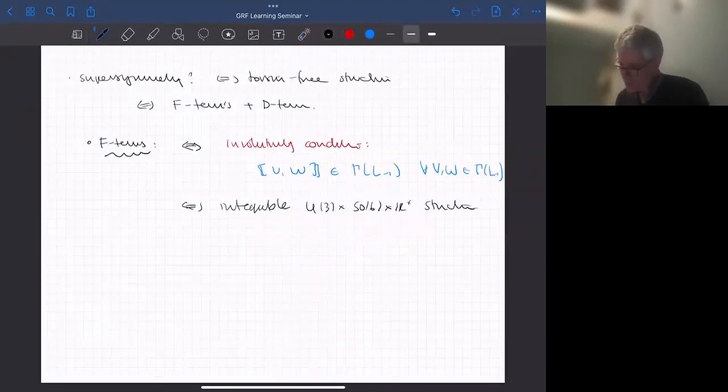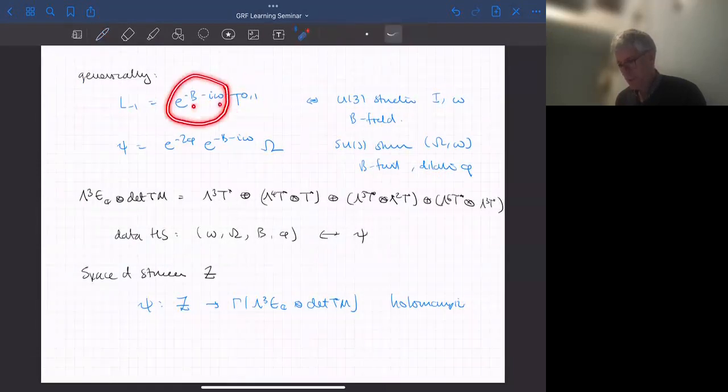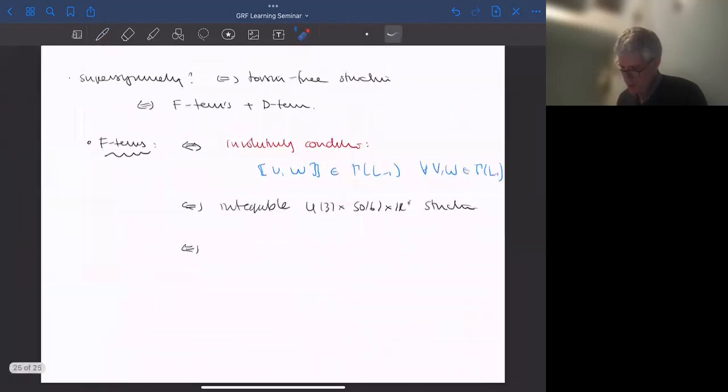And what does it correspond to? It tells you that it's also equivalent in terms of the things that build up this structure. So this structure was made out of some ordinary complex structure or almost complex structure, some almost symplectic structure and a B field. And the conditions that this involutivity tell you are just that I is integrable. So we have an honest complex structure.